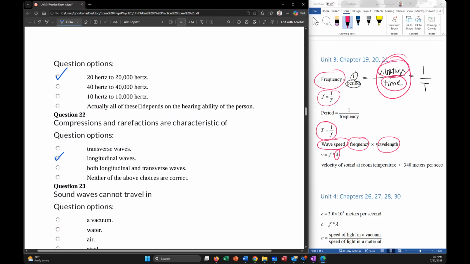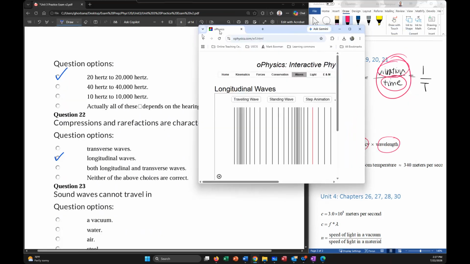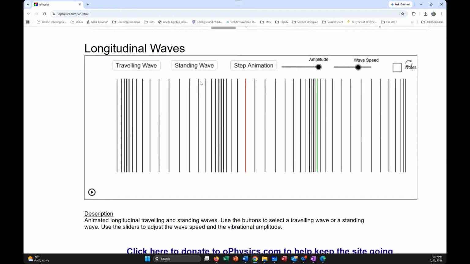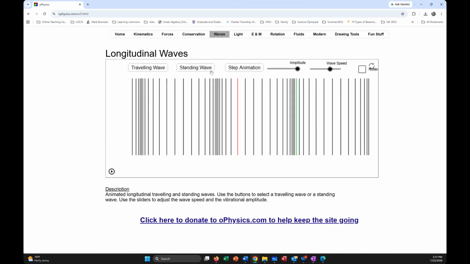Let me show you with a graph from physics. Oscillation, simple harmonic, longitudinal wave. There you go. This is an example of a longitudinal wave, with a traveling wave and a standing wave. These are the sound sources.